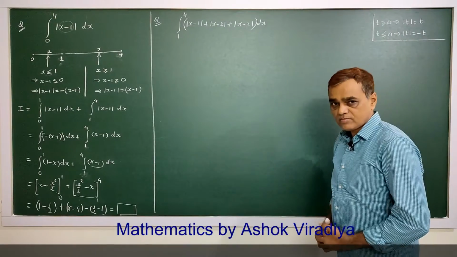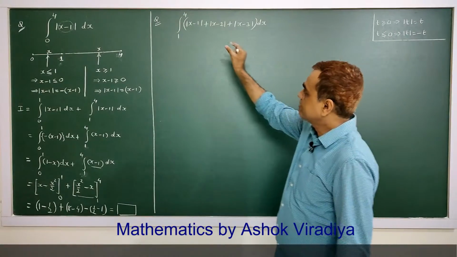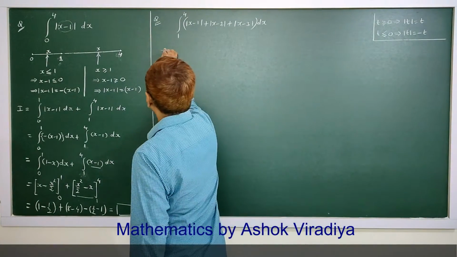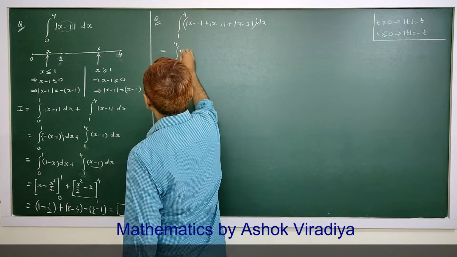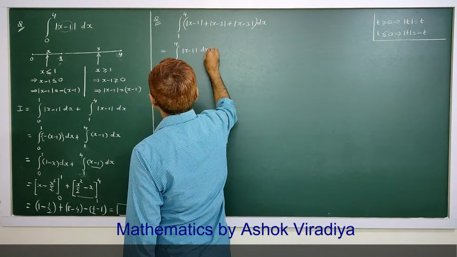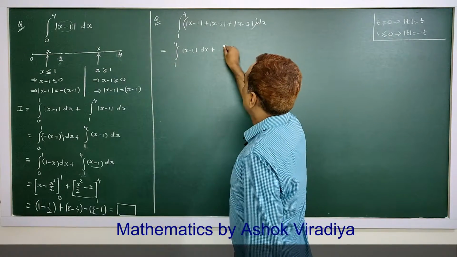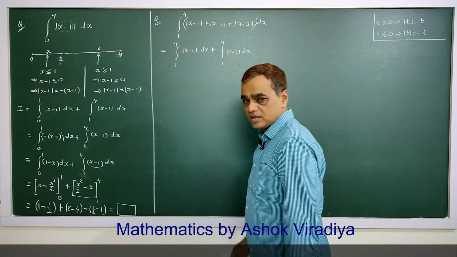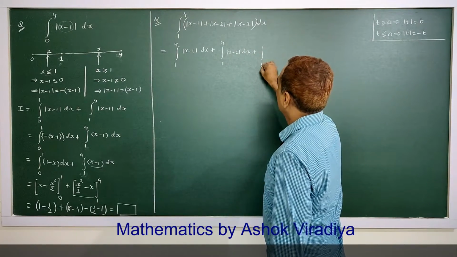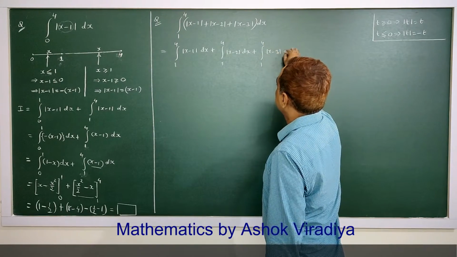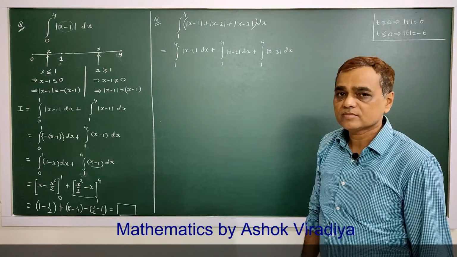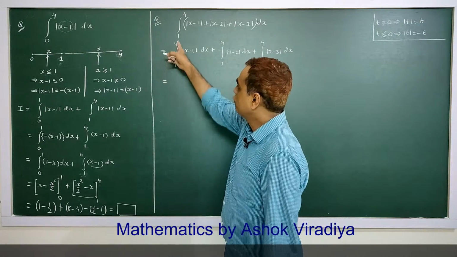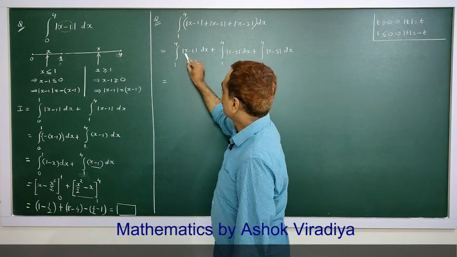Second question. Here more than one term is given. So first of all, separating this, I am separating integral 1 to 4 modulus x minus 1 dx plus integral 1 to 4 modulus x minus 2 dx plus integral 1 to 4 modulus x minus 3 dx. Now see, here 1 to 4. Now we want to remove this modulus.